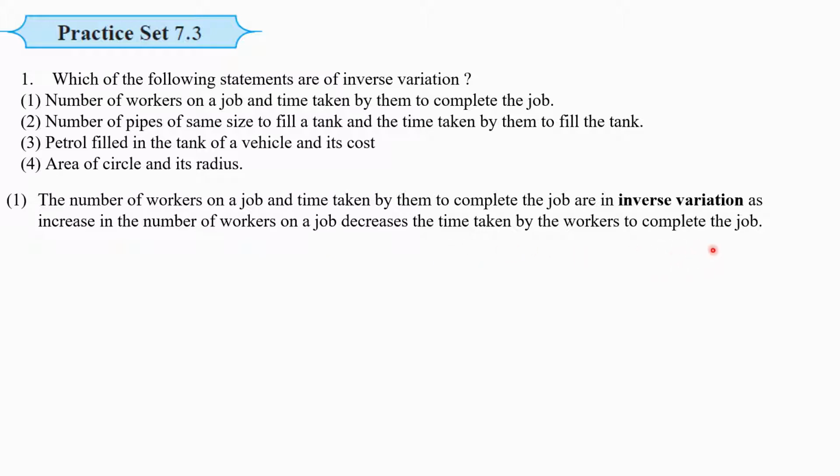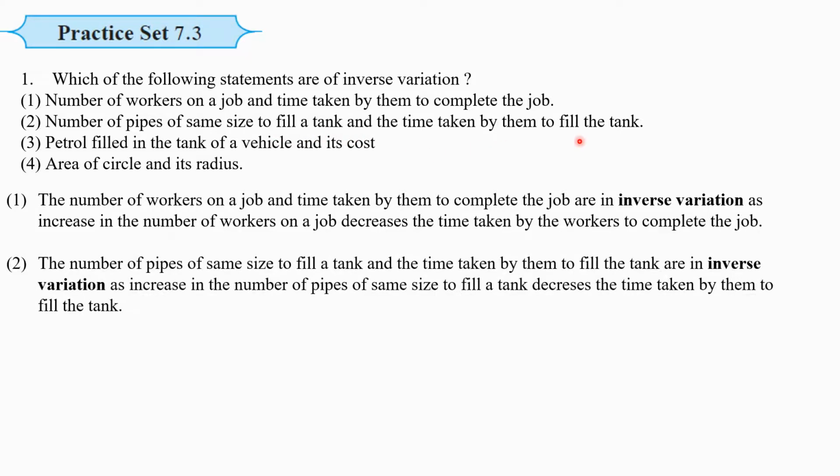Second one, number of pipes of the same size to fill a tank and the time taken by them to fill the tank. The number of pipes of the same size to fill a tank and the time taken by them to fill the tank are in inverse variation, as an increase in the number of pipes of the same size will decrease the time taken by them to fill the tank. Hence, it is an example of inverse variation.